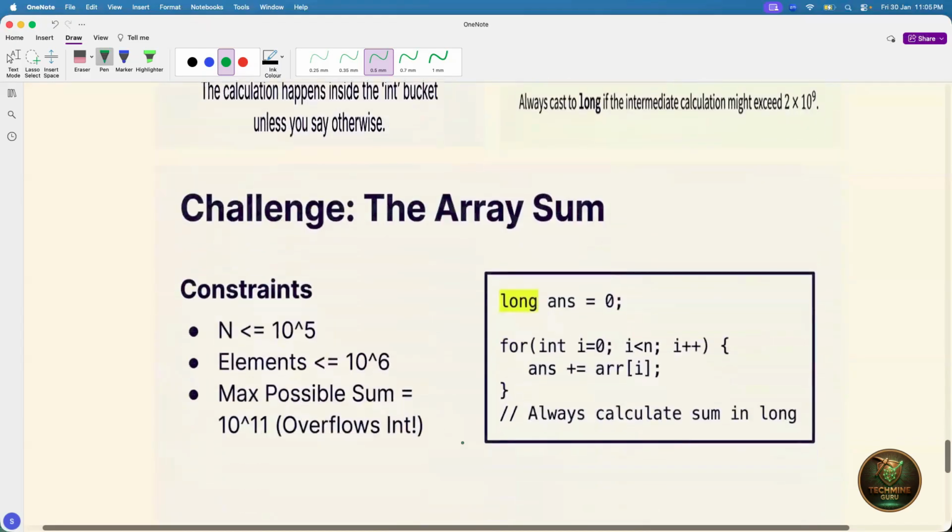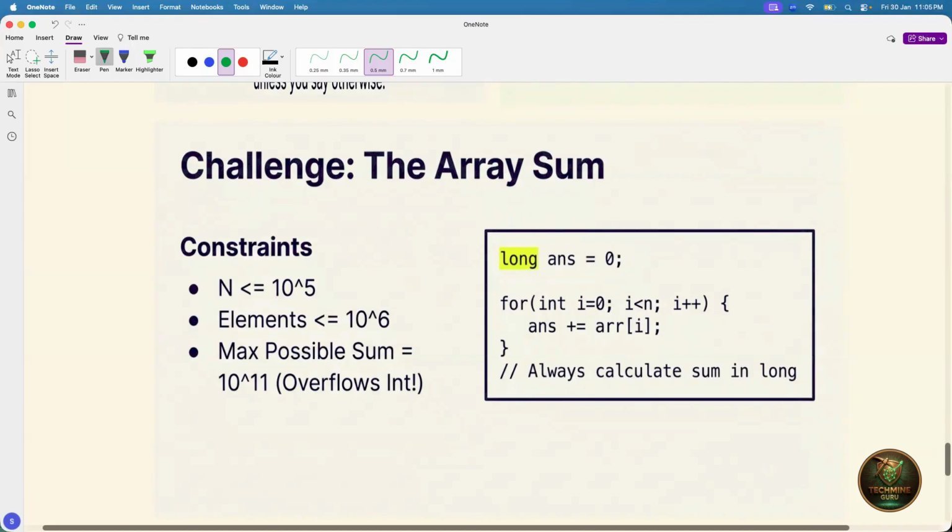So let's think of one more problem. Imagine you are given an array where the constraints are that the length of the array will be 10 to the power 5, and every element can be up to 10 to the power 6. So if you sum all the elements of the array, you will get 10 to the power 11, right? Because if you have numbers up to 10 to the power 6, and there are 10 to the power 5 of them, then what is the maximum possible sum? It will be the multiplication of both, right? So it will give you 10 to the power 11. So at that time, we have to calculate the answer in long only. Otherwise, a garbage value will come.